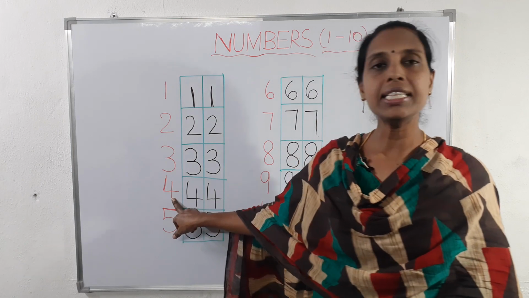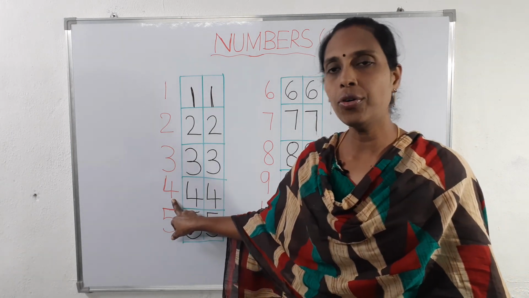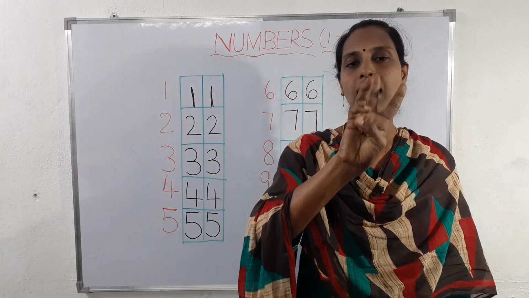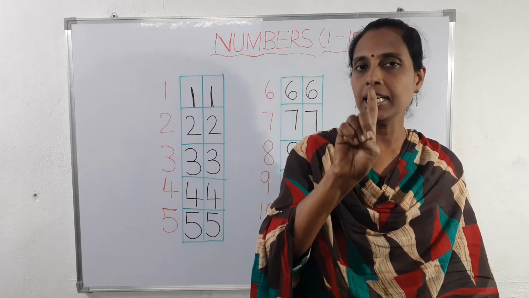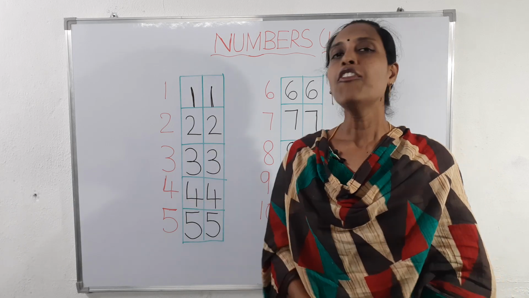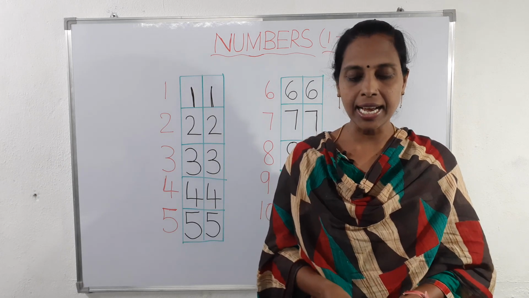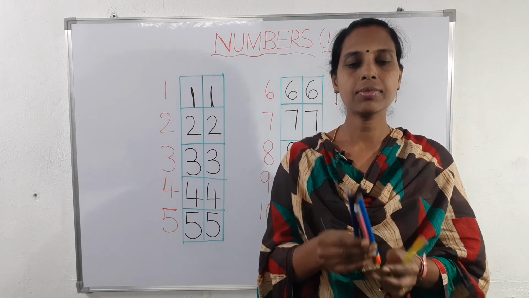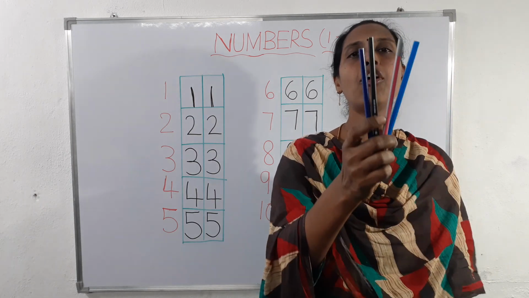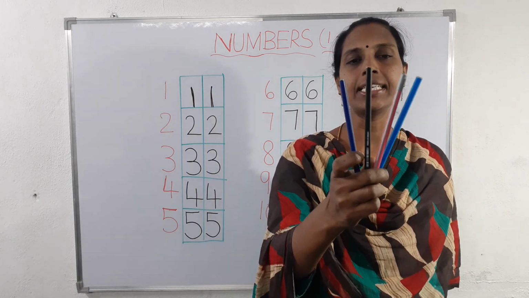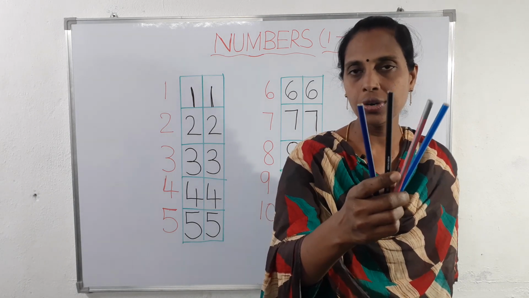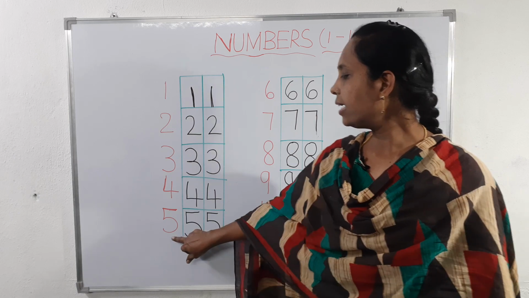What is the next number, children? 4. All of you count with your fingers, children. 1, 2, 3, 4. Number 4. What is this number? 4. How many pencils I have? 1, 2, 3, 4. 4 pencils.